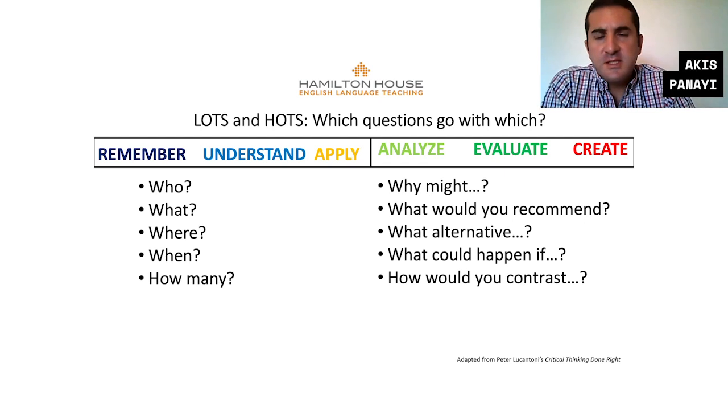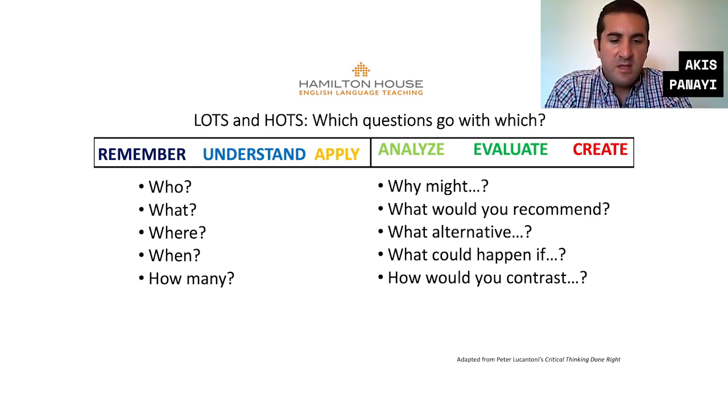The questions that we can use to help our students develop lower order thinking skills are the following: who, what, where, when, and how many. And the higher order thinking skills can be developed with questions like why might, what would you recommend, what alternative, what could happen if, and how would you contrast? You can see how the level of challenge increases as we move from lower order to higher order. Higher order thinking skills require students to think more critically and analyze and evaluate and create.